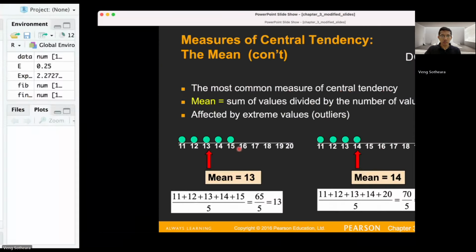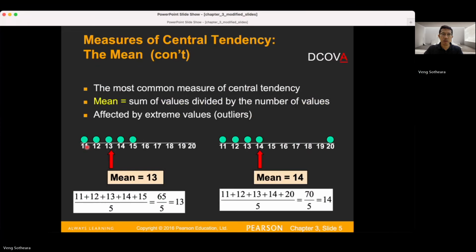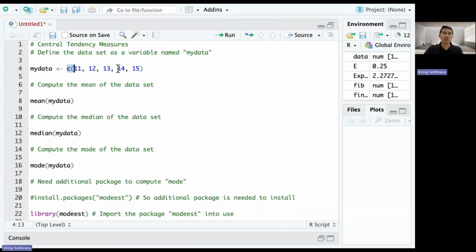So first of all, you have to create a data set by listing down all those numbers we have: 11, 12, 13, 14, and 15 in this way, and let me call it my data. And I use this notation. Of course, you may use the equal sign, or just use an arrow, which mean exactly the same thing.